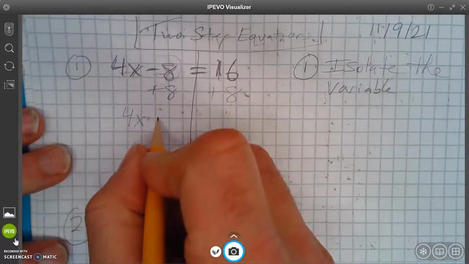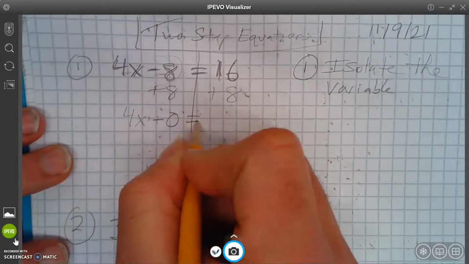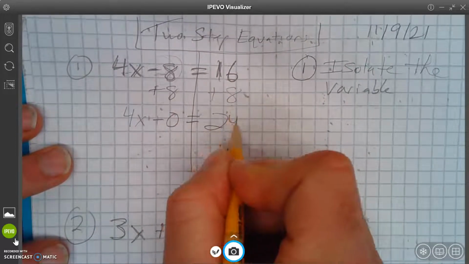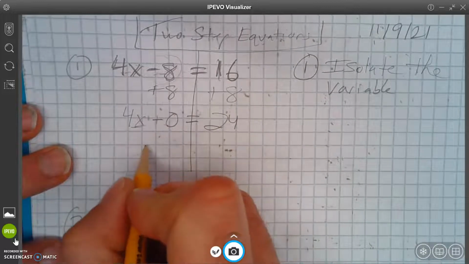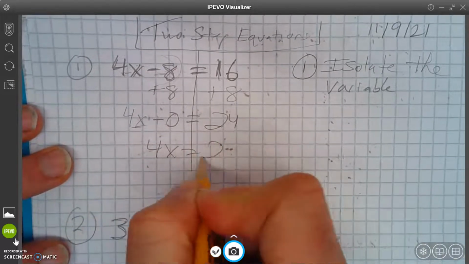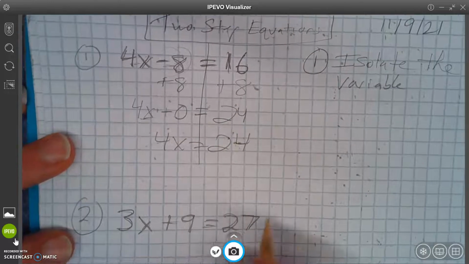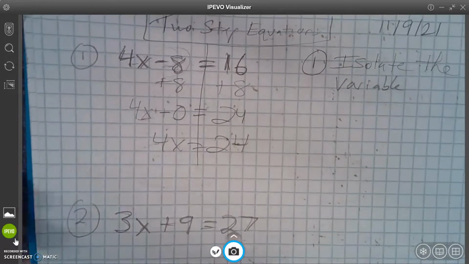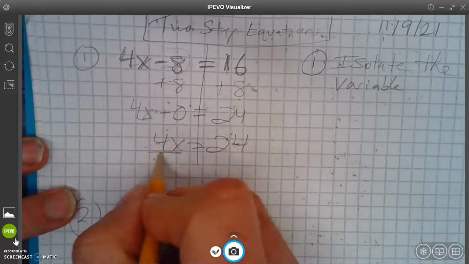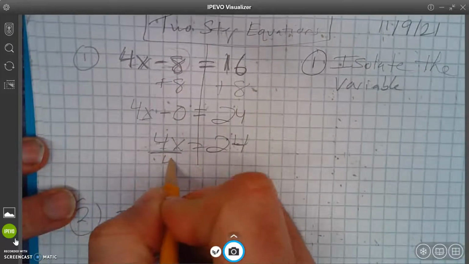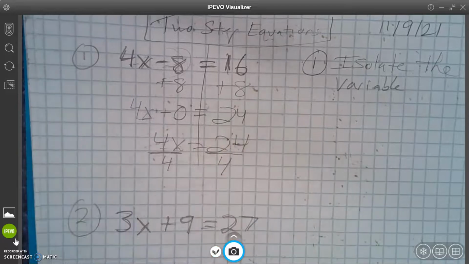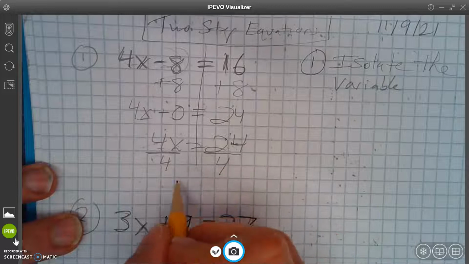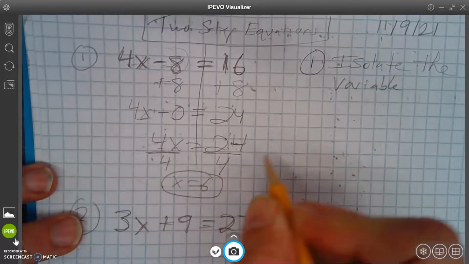So 4x plus 0 equals, what's 16 plus 8? Yeah, 24. And anything plus 0 would be itself. So here you can kind of ask yourself, 4 times what is 24? Yeah, 6. But you can do the opposite of multiplication, which is division. So 24 divided by 6, 4 times what is 24? That would be 6.